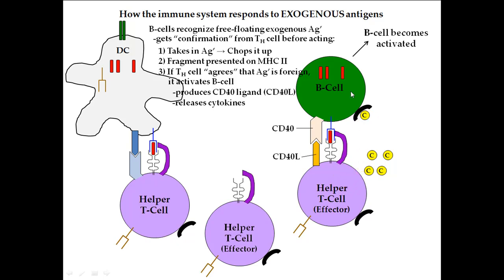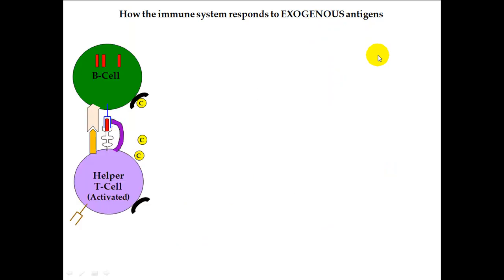So we're saying here that after this confirmation has taken place, the helper T cell helps the B cell to become activated. And so what we'll show you next is what happens when a B cell becomes activated. It's actually the activation of the B cell that causes things to directly happen in order to get rid of the exogenous antigen, or at least the bacterium that produced the exogenous antigen. So here we go again. Here's a B cell that's encountered an antigen. It's gotten confirmation from a helper T cell that it indeed is foreign, so it activates that B cell.